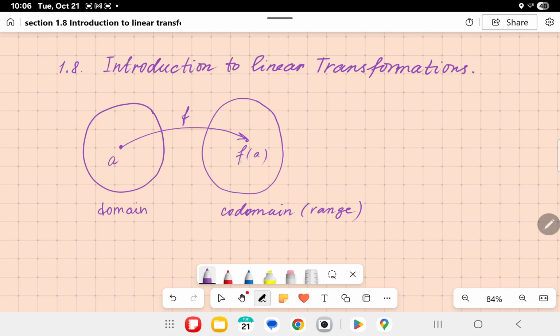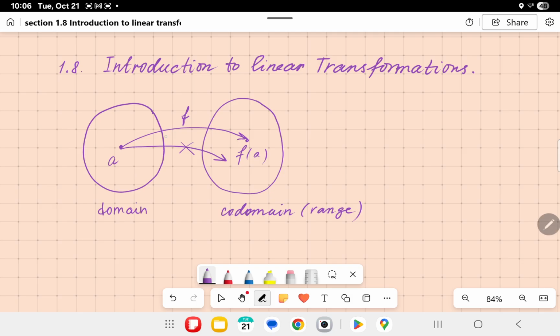Remember that a function is not supposed to make something like this. Something like this is impossible for a function, right? So every element of domain goes to exactly one element of codomain. Okay? And that's just a little review of what functions are.